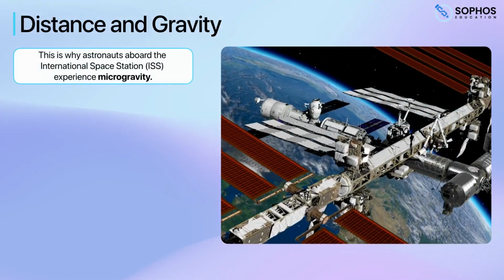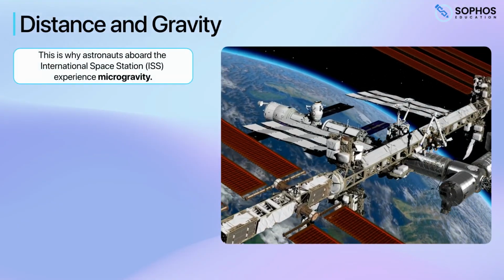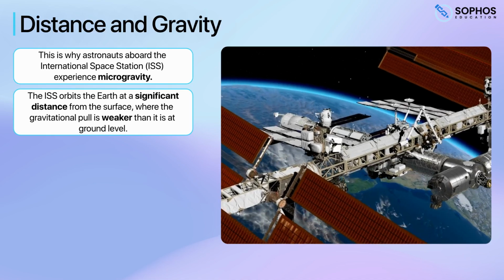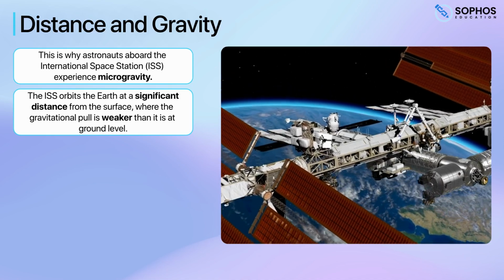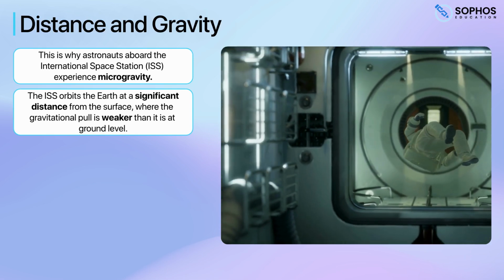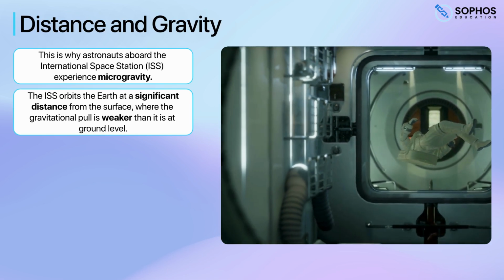This is why astronauts aboard the International Space Station, ISS, experience microgravity. The ISS orbits the Earth at a significant distance from the surface, where the gravitational pull is weaker than it is at ground level. Astronauts living there practically swim through space to get around.